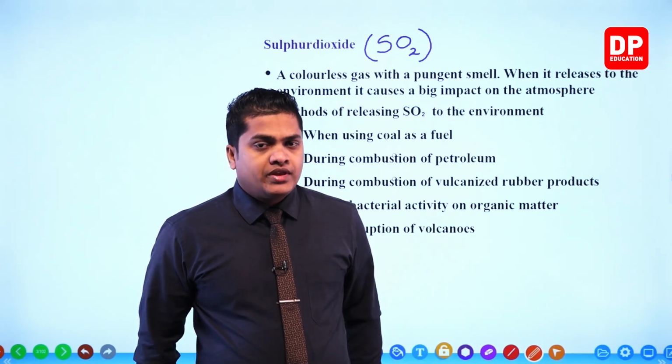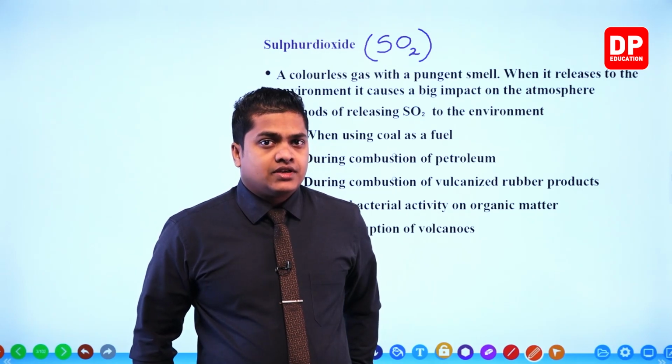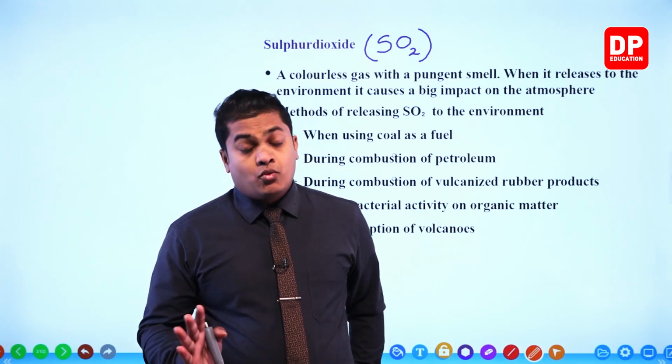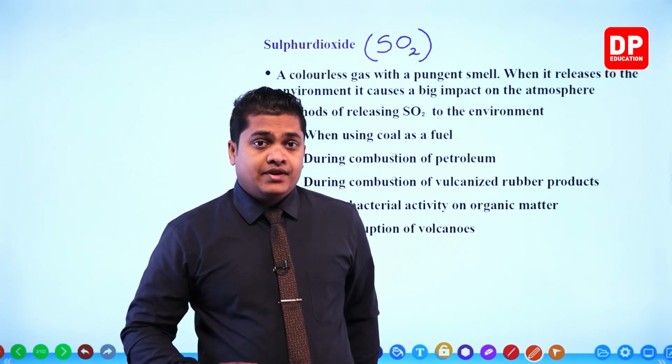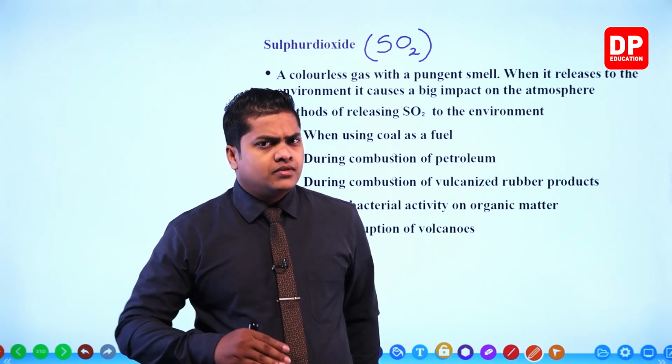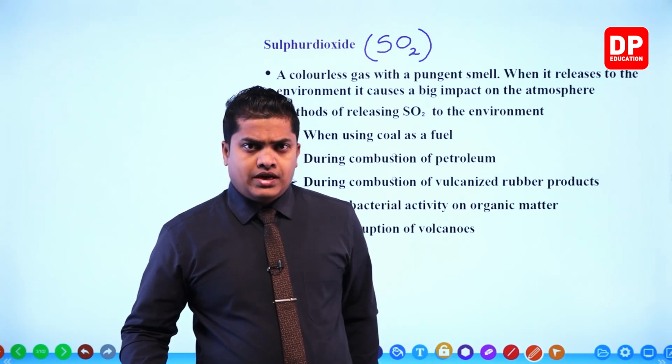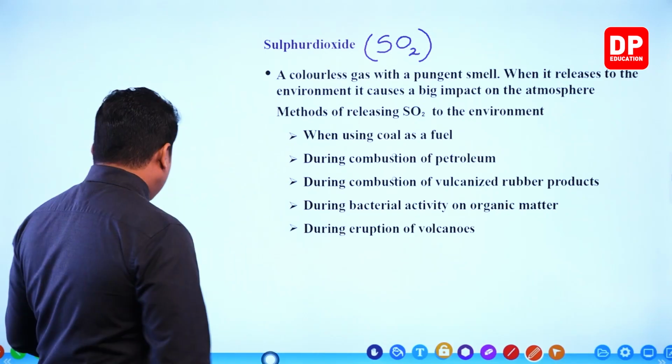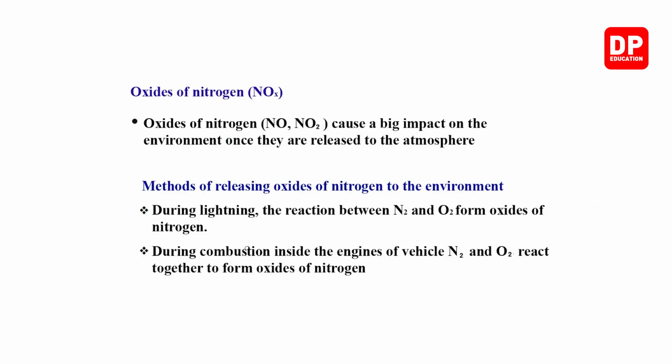Okay, so I hope that you got the idea how sulfur dioxide is emitted. So now we know that sulfur dioxide can be emitted to the environment by several ways. Okay, now let's see the next type of gas. The oxides of nitrogen.